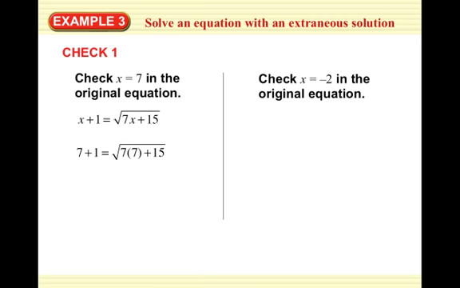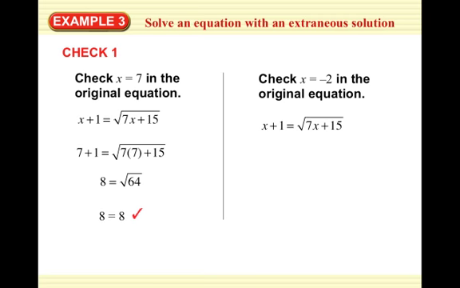When we plug in 7, we're going to check to make sure that 7 plus 1 equals the square root of 7 times 7 plus 15. 7 times 7 is 49 plus 15 is 64. So we get 8 equals the square root of 64, so we get 8 equals 8. So yay, x equals 7 works. So we have at least one solution.